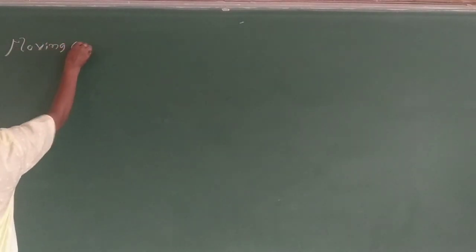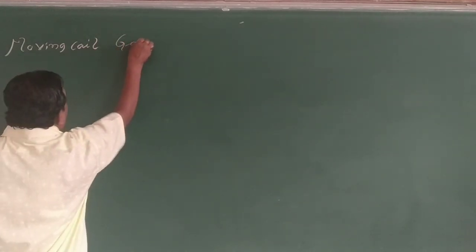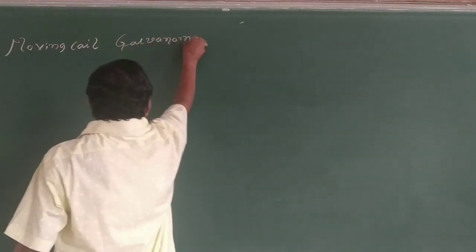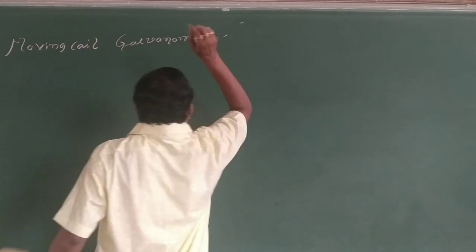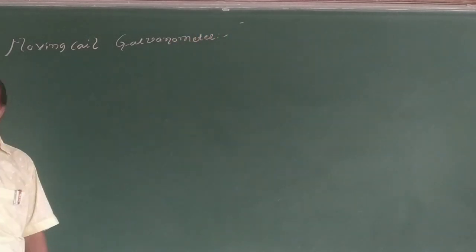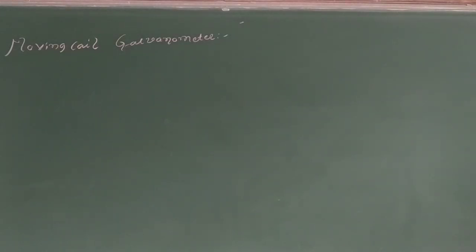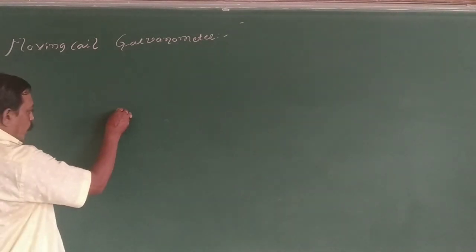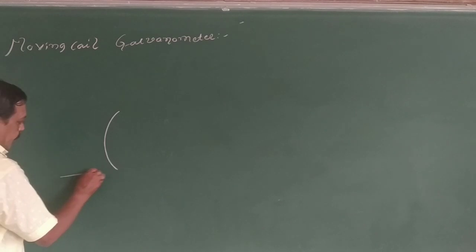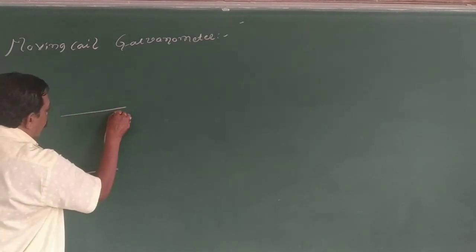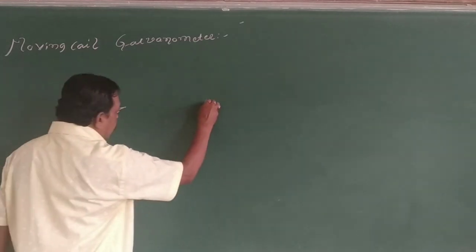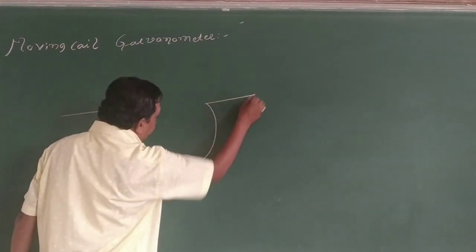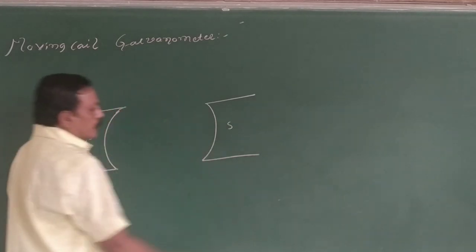Then what does the moving coil galvanometer consist of? It is also called the suspended coil galvanometer. The coil is suspended. The moving coil galvanometer consists of concave pole pieces of a magnet. Two powerful concave pole pieces of the magnet, one is north, another one is south, which are concave in shape.